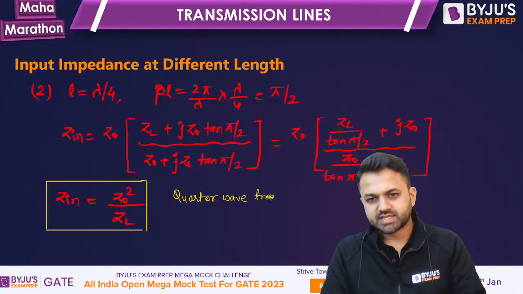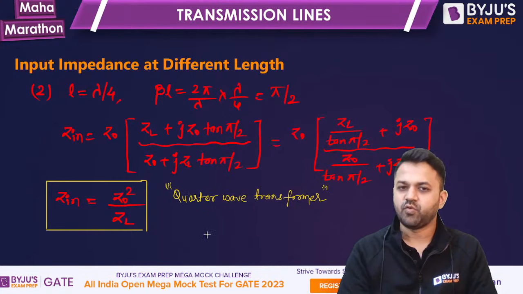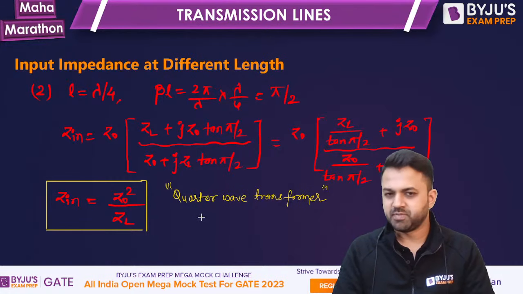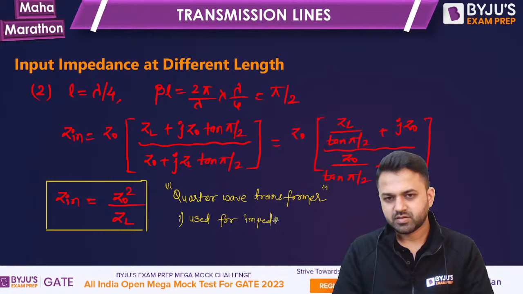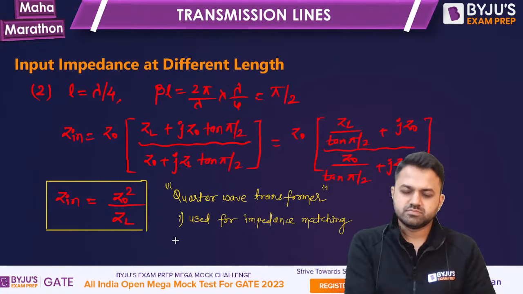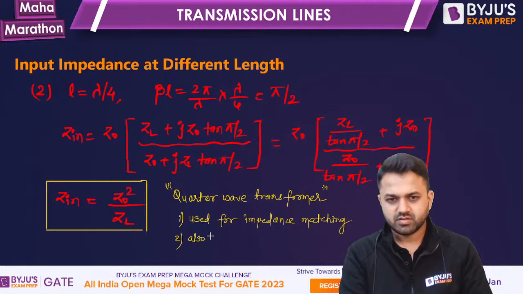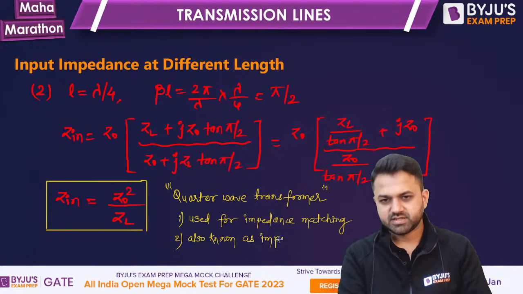In the exam, sometimes they will give you this quarter wave transformer. Quarter wave transformer means the length of the transmission line is λ/4. This is also used for impedance matching, and this is also known as an impedance inversion device.